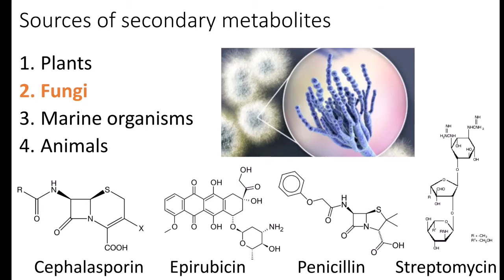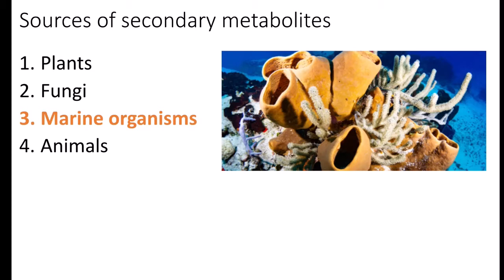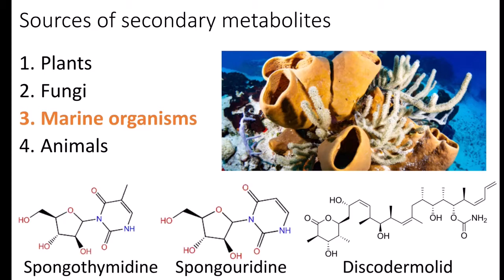Okay, lastly, streptomycin. This works well against bacteria that causes tuberculosis and works against other pathogens as well. Next, marine organisms and in particular sponges. So, some of the compounds from marine sponge are spongothymidine, spongouridine, and discodermolite. These have antiviral, anti-cancer, and anti-tumor properties.